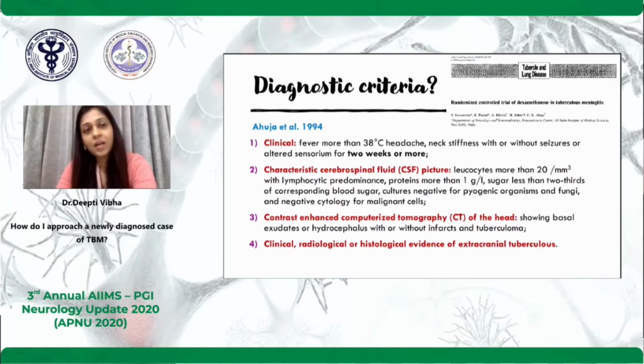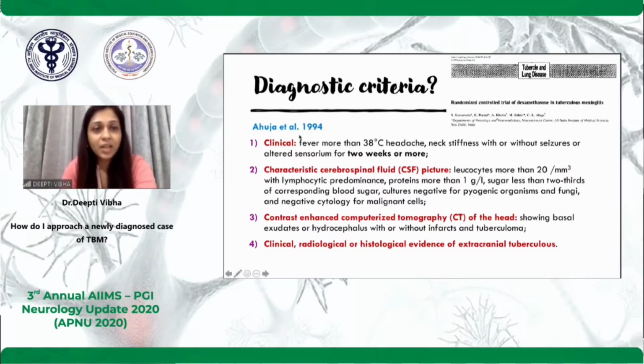So we know that when we're talking about tuberculous meningitis, we are talking about a triad of fever, headache, vomiting, altered sensorium, with cranial nerve palsies. It's as simple as that. So there is no big deal in being able to diagnose a case of TBM. However, when you get to the details, the devil lies in the details.